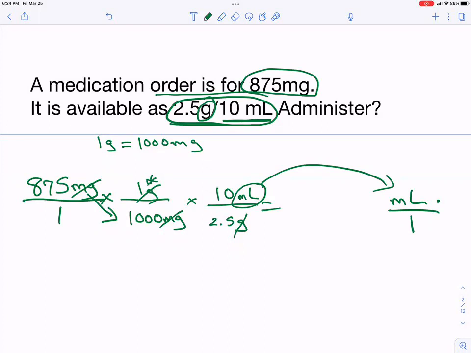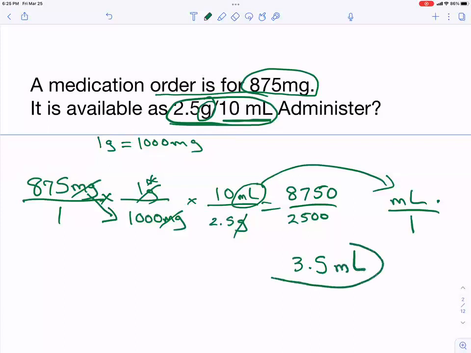So 875 times 1 times 10 is 8,750. And then 1,000 times 2.5 is 2,500. I divide 8,750 by 2,500, and that gives me 3.5. So I'm administering what? 3.5 milliliters to that patient.